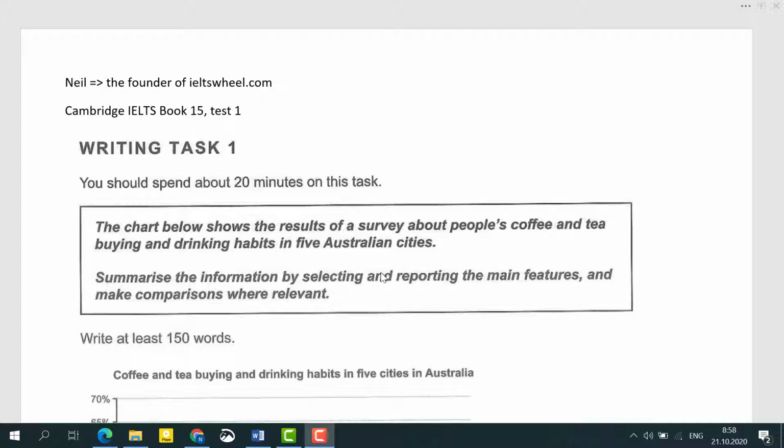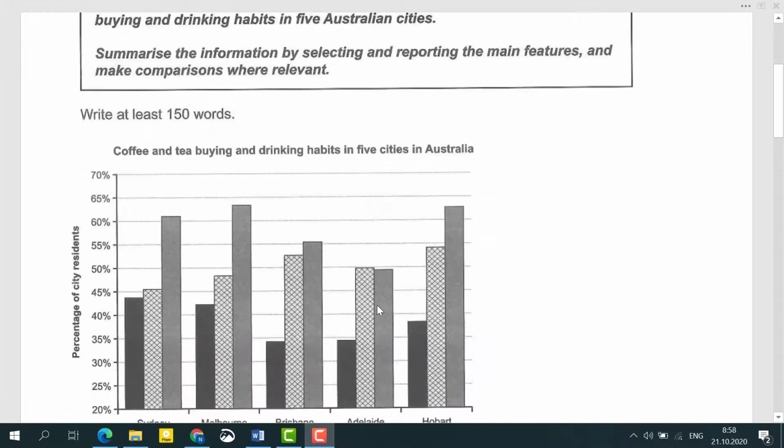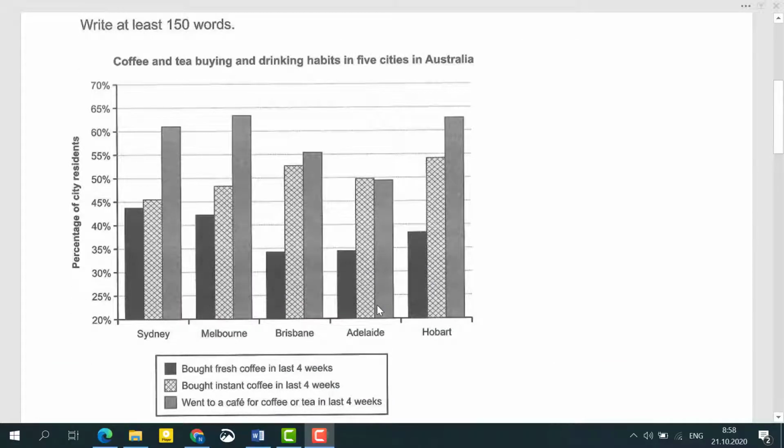The chart below shows the results of a survey about people's coffee and tea buying and drinking habits in 5 Australian cities. Summarize the information by selecting and reporting the main features and make comparisons where relevant. Now, if you look at this bar graph, you can see this prompt: coffee and tea buying and drinking habits in 5 cities in Australia.